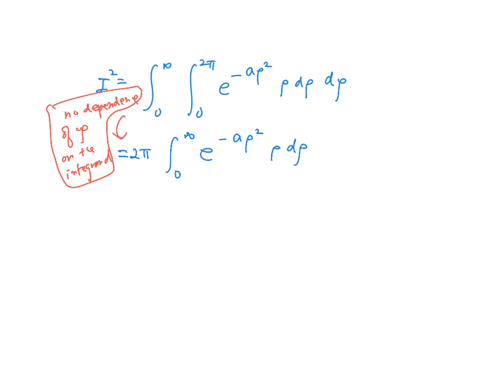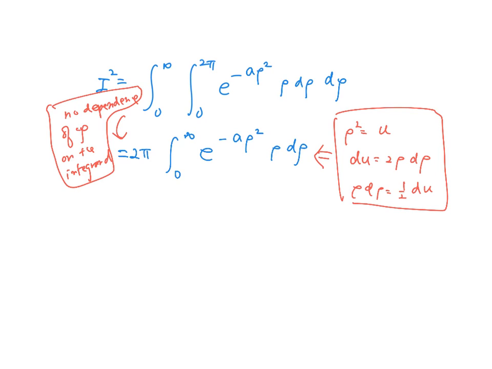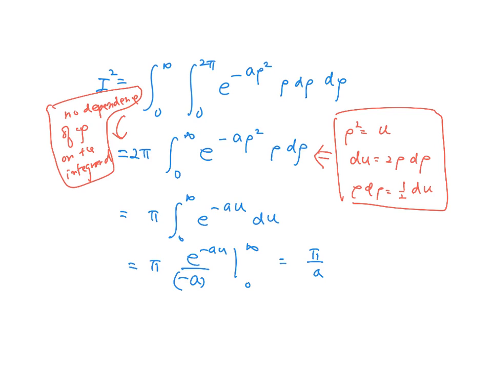We can set rho squared as u, then du becomes 2 rho d rho, right? So rho d rho is one half du. By substitution it becomes pi times the integral of exponential minus a u du. So it's pi over a, right? That is I squared. As a result, I is the square root of pi over a.